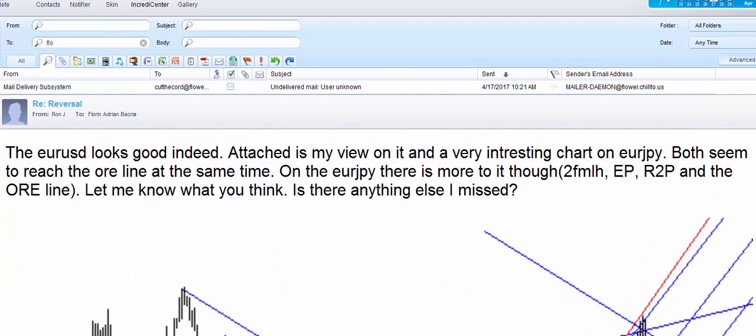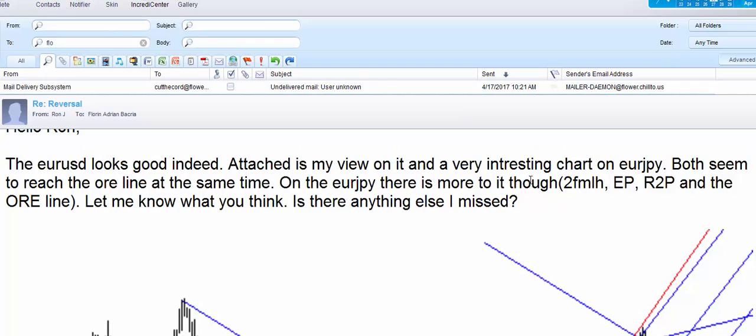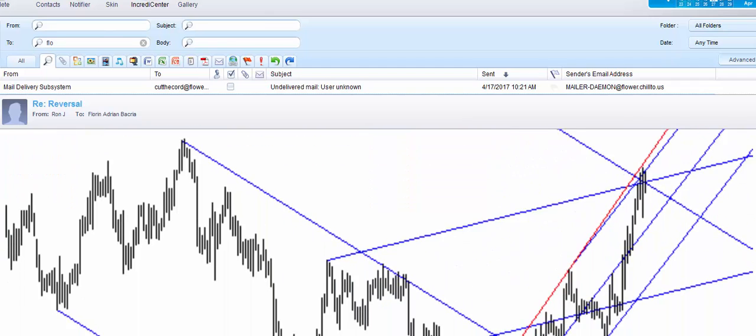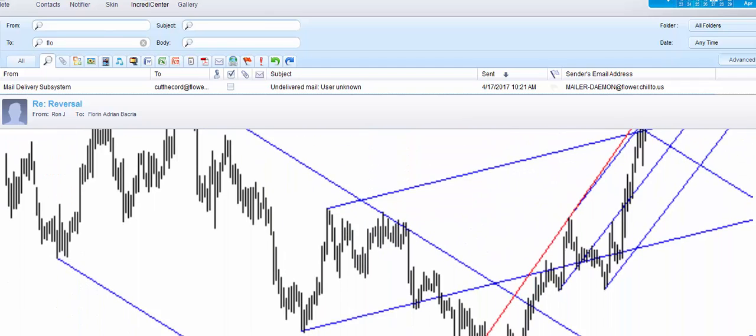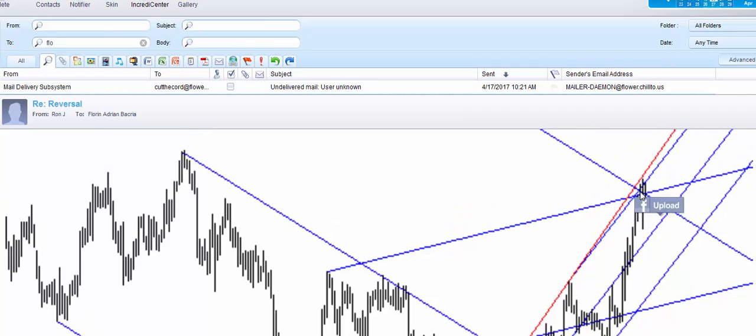He said here on the EUR-JPY, there is more to it though. He said apparently there were these lines, the OR line and these other things that were present. And so what happened was he drew his lines and this was the end result. Okay, so let's take a look at what happened.